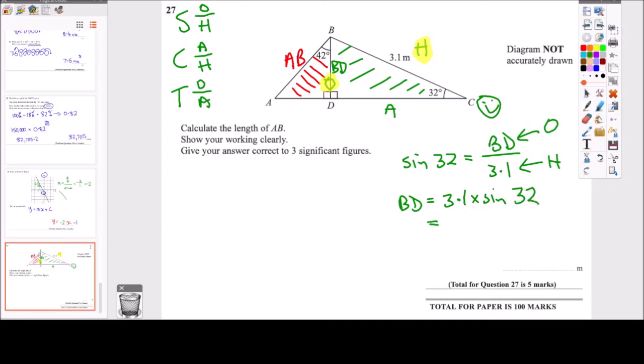So pop that into your calculator. 3.1 times sin 32, and I get 1.6427.